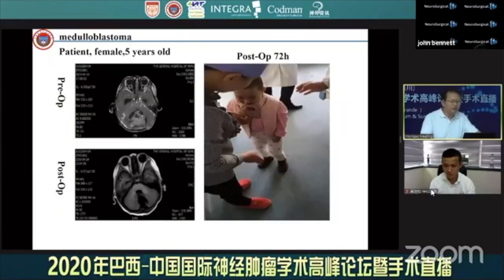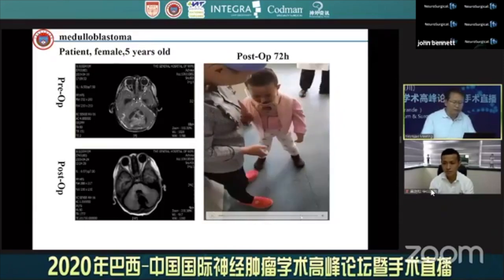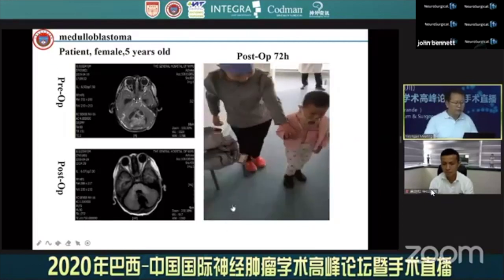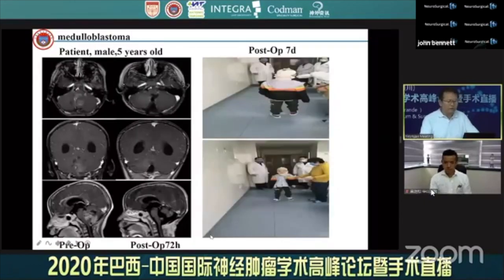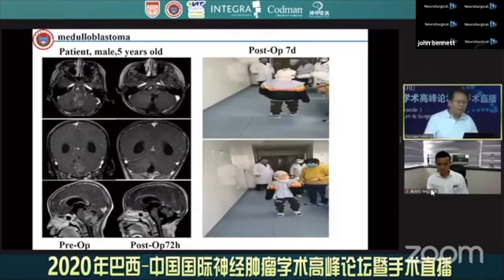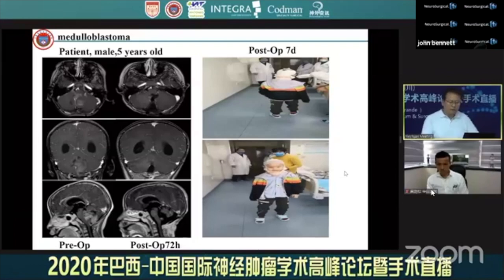And this is also a female, 5 years old, post 3 days to work. It is also difficult, but the little baby can work very well. So it's easier to be more careful. And this also is a patient of 5 years old, medulloblastoma, a very huge tumor, but the case is okay.